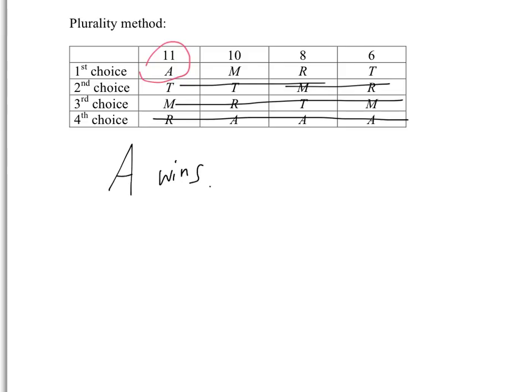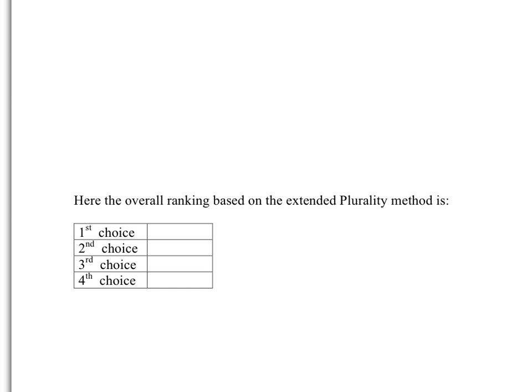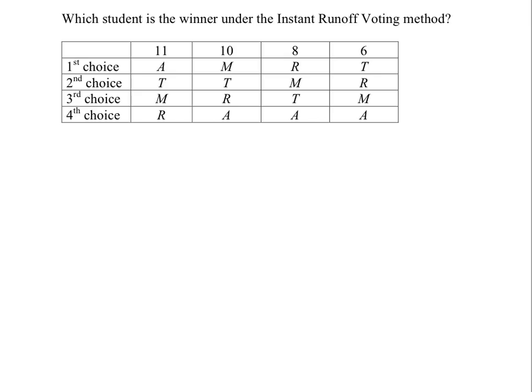Notice that with any of these voting methods, including this one, all the work that we have done to determine the winner, namely looking just in this case at the first choice votes, also determines the overall ranking of the candidates under the extended plurality method. In other words, Ashley has the most first choice votes, more than any opponent. Mark has the second most, Rachel has the third most, and Tom has the fourth most. This means that the overall ranking based on the extended plurality method is Ashley in first place, then Mark, then Rachel, then Tom.